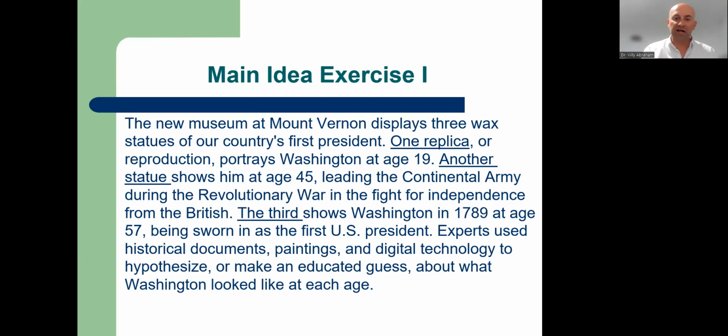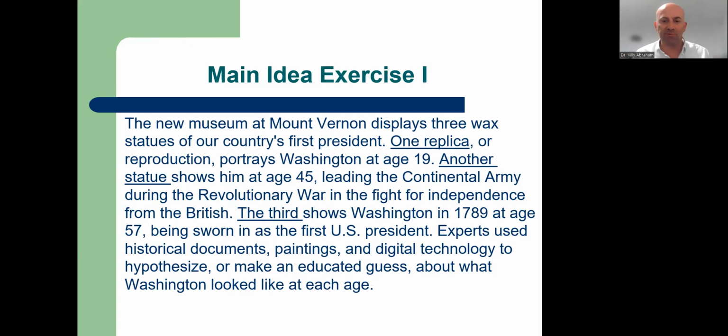Experts use historical documents, paintings, and digital technology to hypothesize or make an educated guess about what Washington looked like at each age. So because I've emphasized the phrases, one replica and another statue and the third, it's fairly easy to see that these are detailed sentences, okay? But let's say it wasn't easy for me to identify, or I missed somehow, I didn't really pay attention to these key words, okay?